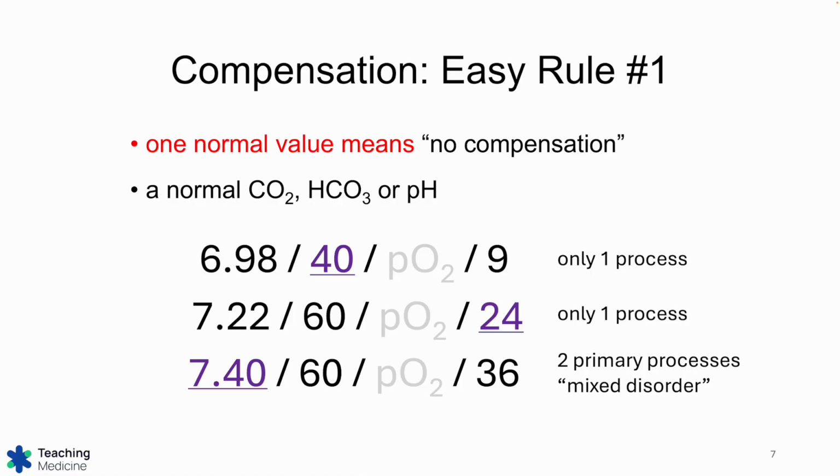And in this third example, the pH is normal. So we have a primary respiratory acidosis and a primary metabolic alkalosis, but we don't know which one is which, because both are the same size, the pH completely normalizes, and we know that since compensation almost always undercompensates, this is not a compensatory process, but rather two primary processes, which we call a mixed disorder.